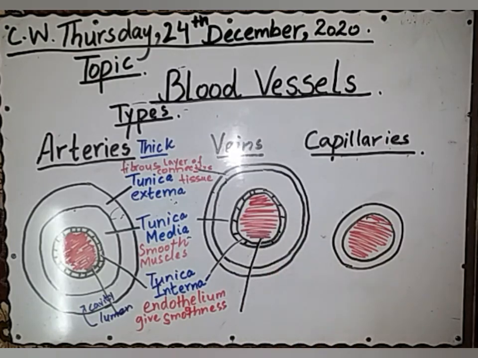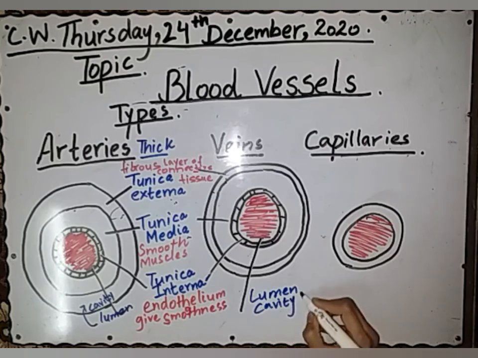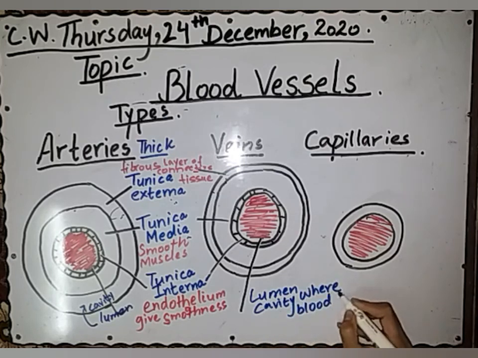Here the red marker is showing the lumen, which is the cavity where blood will flow. So I have explained the structure of artery and vein.